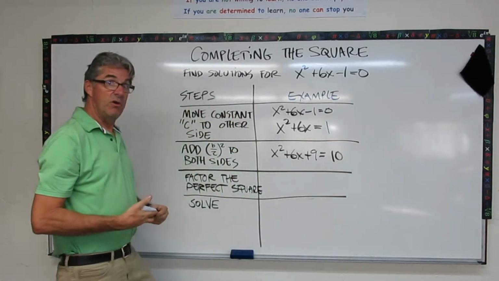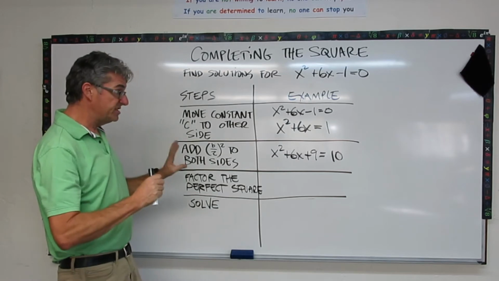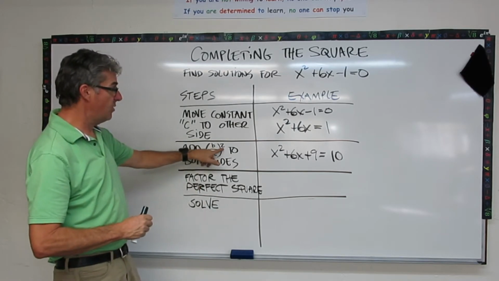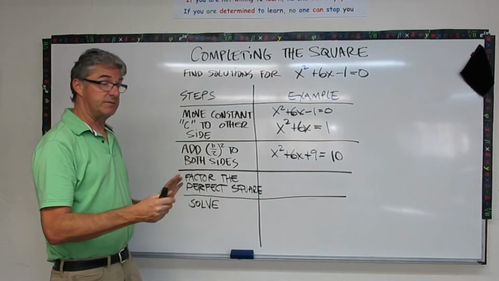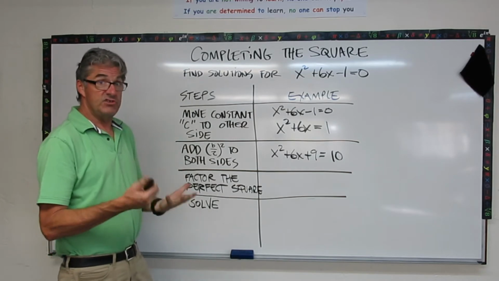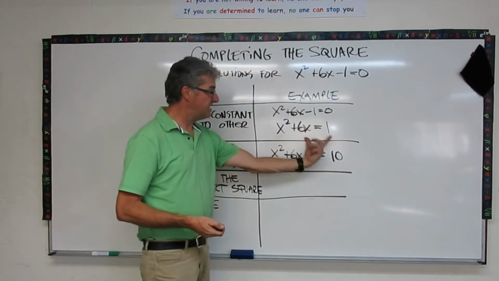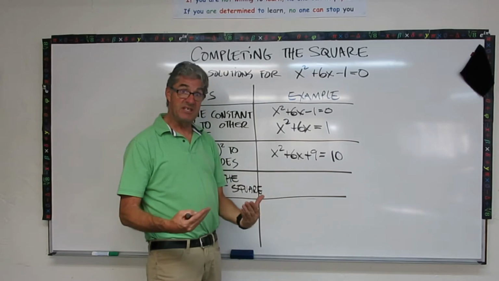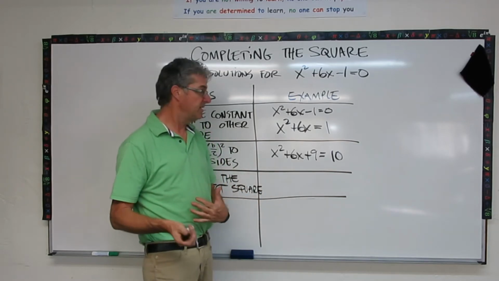So all I do in this one step is just add b over 2 squared to both sides of the equation. Okay? Now, I didn't change my equation. As long as I do the same thing to both sides, it's still a valid equation. I did not break it.